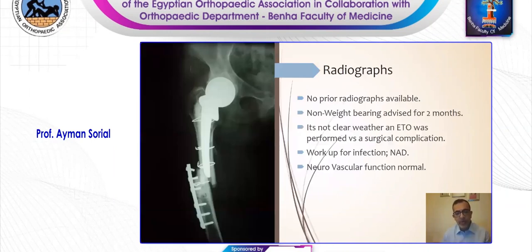She presented to me with this. There is a lot of information to be gathered from this plain X-ray. I decided to have another look at this X-ray, top to bottom. First, there were no prior radiographs available. The family said they were lost in the last hospital. And as I said before, she was advised not to weight bear for the last 2 months.